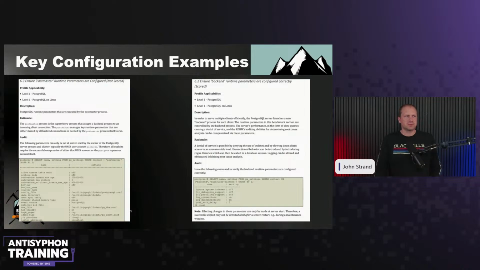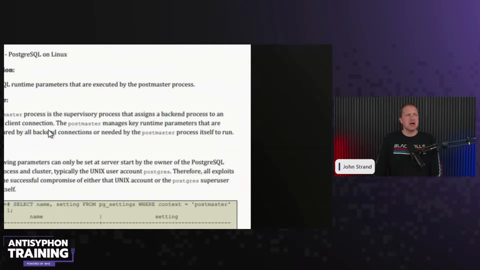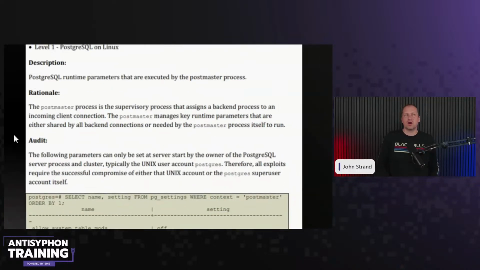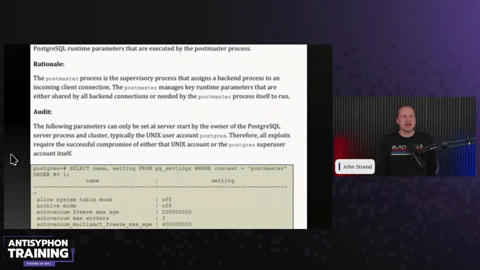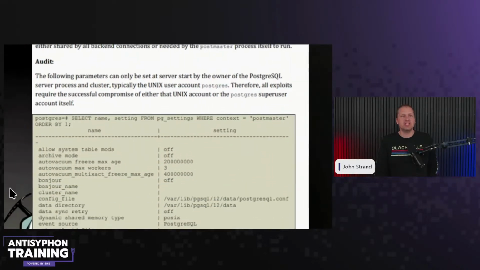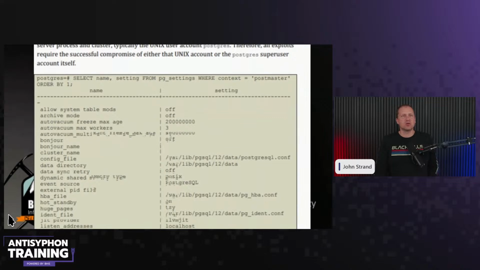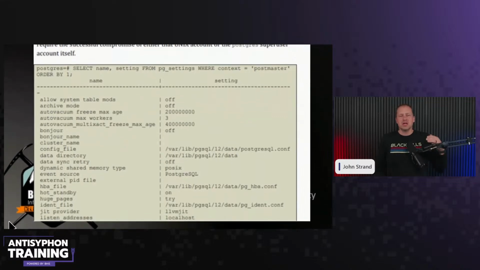So the first one, let me zoom in over here for a couple of reasons. One, so you can see. Right here, it says the PostgreSQL runtime parameters that are executed by the postmaster process. Right there, I know that the postmaster process is important. And we have select name, setting from pg_settings where context equals postmaster order by one. So these are all the permissions that I have with the postmaster service. And also look, it tells me pg_settings is an important table.